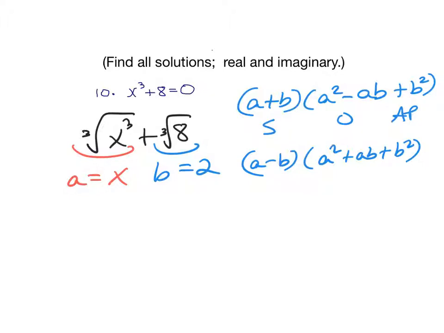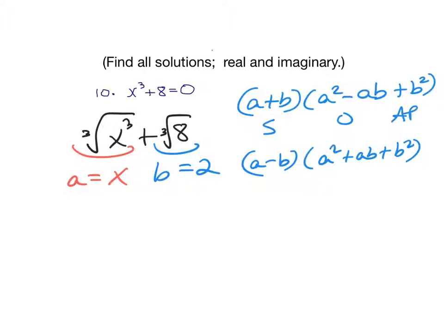Now, the first binomial I get from my a plus b here, that's my real solution. That trinomial, remember, can never be factored. That's where we're going to get our imaginary, and we're either going to have to do completing the square or quadratic formula to get the imaginary root. So this cube is putting everything together. So let's go ahead and finish this now.